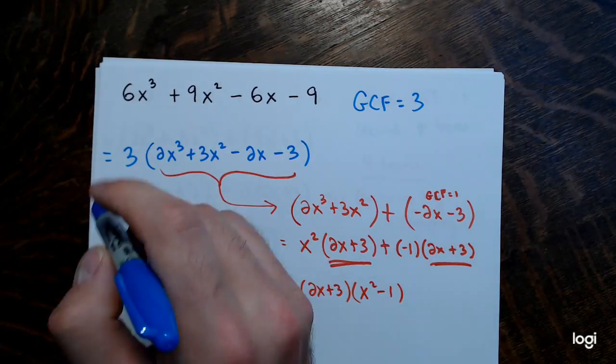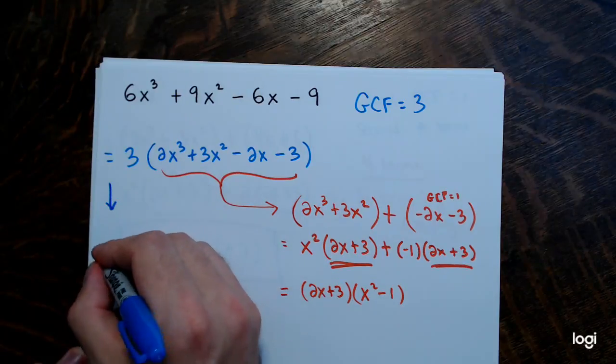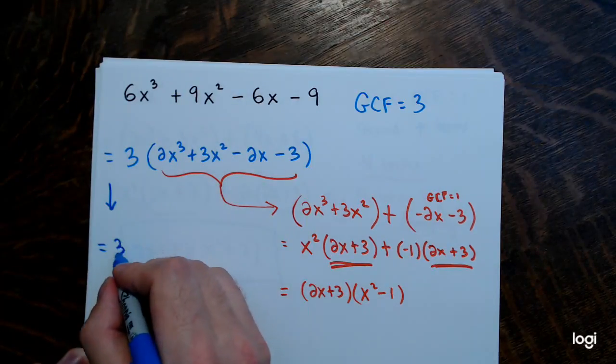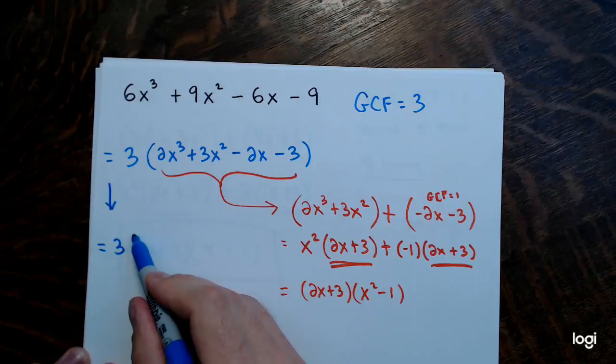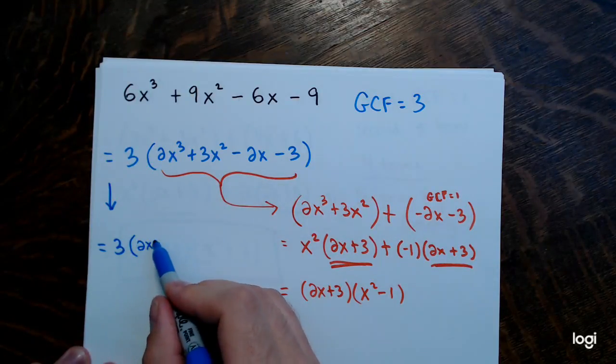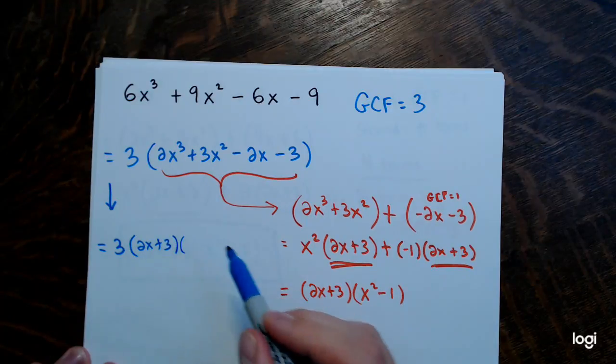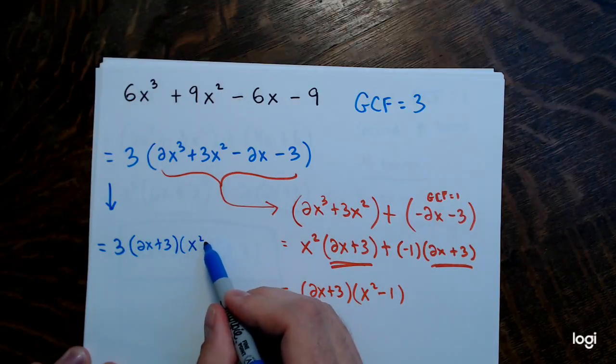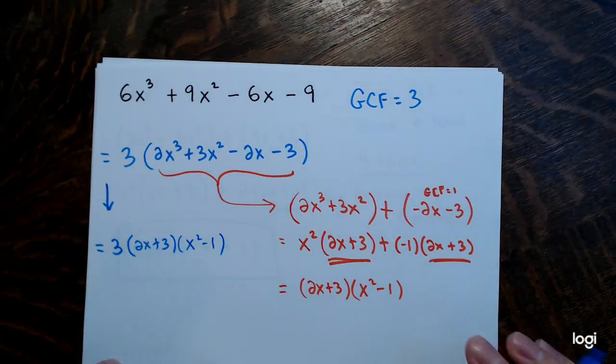Okay. So back here, we removed a 3. Alright, so that's a factor. 3 came out. Times, and then the way this factors is 2x plus 3 times x squared minus 1. Okay, now I've factored it further.